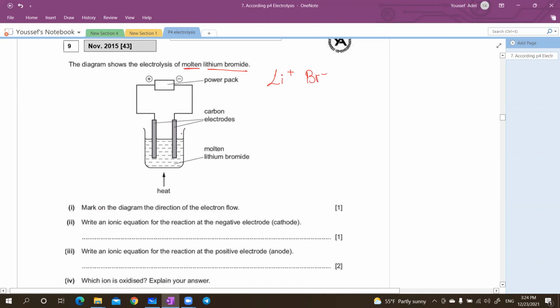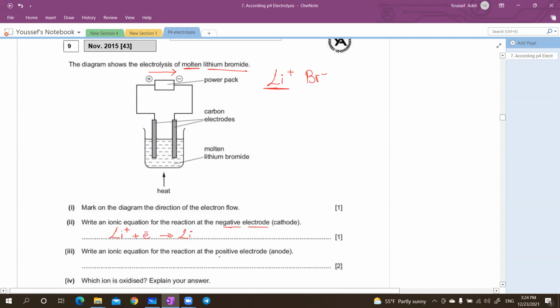Actually, the electrons move away from the negative terminal of the cell towards the positive terminal because they are negatively charged. So this is how the electrons move through the wire, like this, away from the negative towards the positive. The next question, write an ionic equation for the reaction at the negative electrode. Actually, the lithium ion will be attracted to the negative electrode and will be discharged by gaining 1 electron to change it to a lithium atom.